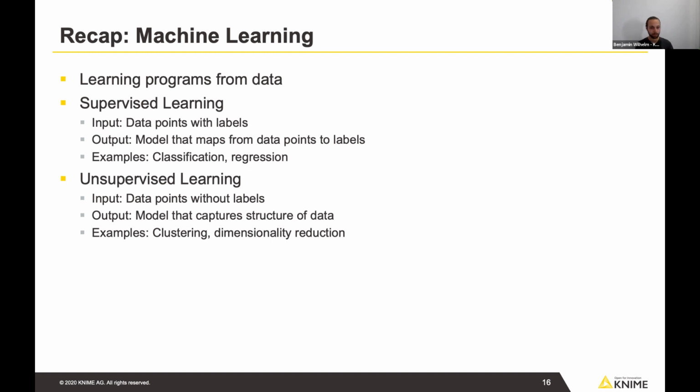The other major category is unsupervised learning, where you have data points without labels assigned to them. And the task of the model is then to capture some structure of the data. For example, clustering and dimensionality reduction. With this workshop, we will focus on supervised learning, because that's where deep learning is very powerful, and deep learning is straightforward to use, basically.